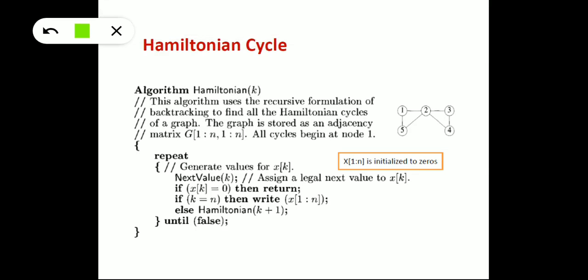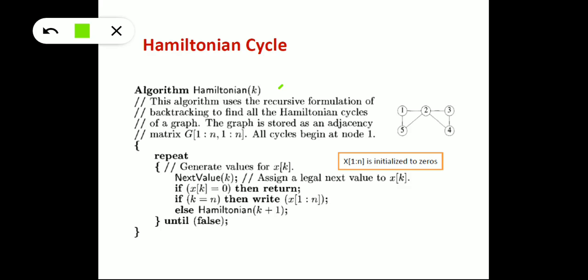So now let us look into the algorithm to find Hamiltonian cycle. We have two bits to this algorithm. The first one is Hamiltonian of k, and the next bit is the other algorithm to find the next value. This Hamiltonian of k is a recursive formulation of backtracking to find all Hamiltonian cycles of the graph. The input to this algorithm is the adjacency matrix of the graph.